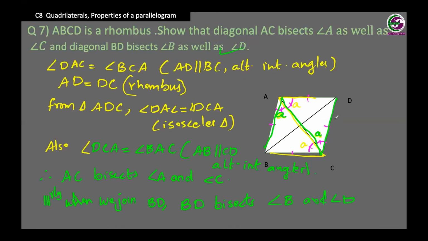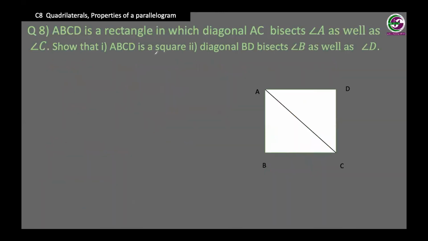Well, moving on to question 8. ABCD is a rectangle in which AC bisects angle A as well as angle C. So this is bisected. They gave you it's bisected. So we can say, let's say this is A and A. And it is a rectangle, so opposite sides are parallel. So if this is A, by following the Z shape, this is A, this is also A. So all these four angles are equal.